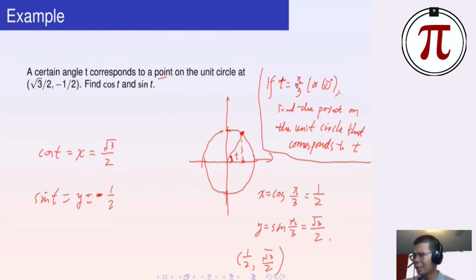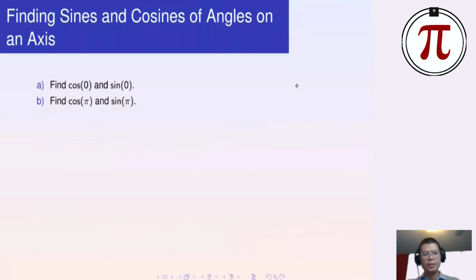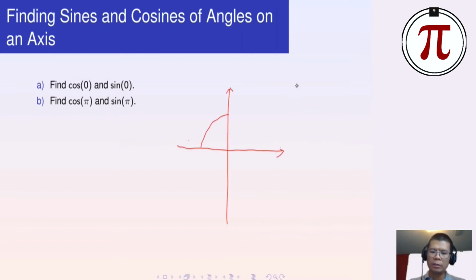So if given a point, we can find the cosine and sine, right? And given the angle, we can find the coordinates, right? Either way, we should know all these. All right, so now let's consider another example: finding sines and cosines of angles on an axis. This is something very interesting. Let me just draw this one here.